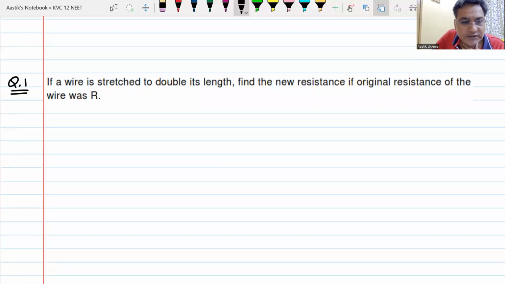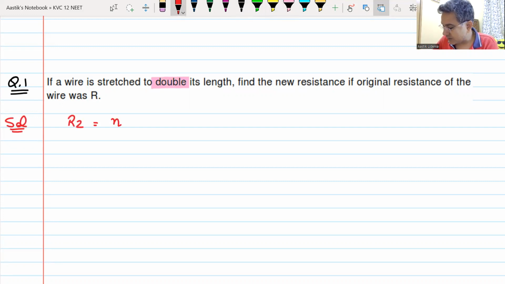So I have an answer for this question. What is the answer? 4R. The wire is stretched to double of its length. We have already seen the formula. If the length becomes n times, the new resistance becomes n square times. Yes or no? So R2 in this case will be n square times R1. The value of n is given as 2. So the new resistance R2 will be 4 times the original resistance R. So the answer is simply 4 times. Everyone understands this? Yes or no? Yes, sir. Okay.